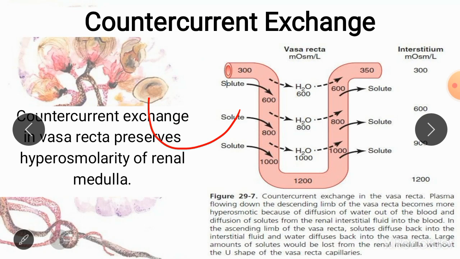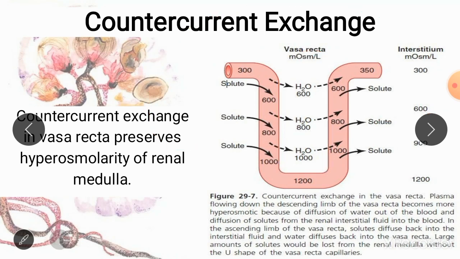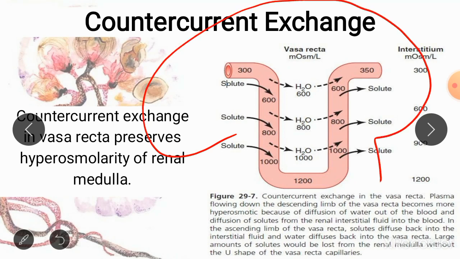Suppose this is a kidney, and this portion is the cortex and this portion is the medulla. You already know that we created hyperosmolarity in the medulla with the help of the JG nephrons, and we increased the osmolarity in the renal medulla to around 1200 milliosmoles to 1400 milliosmoles.